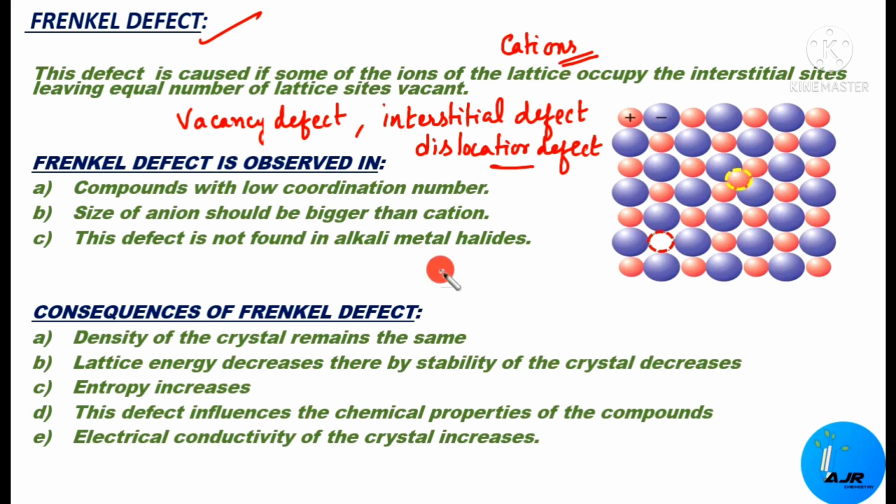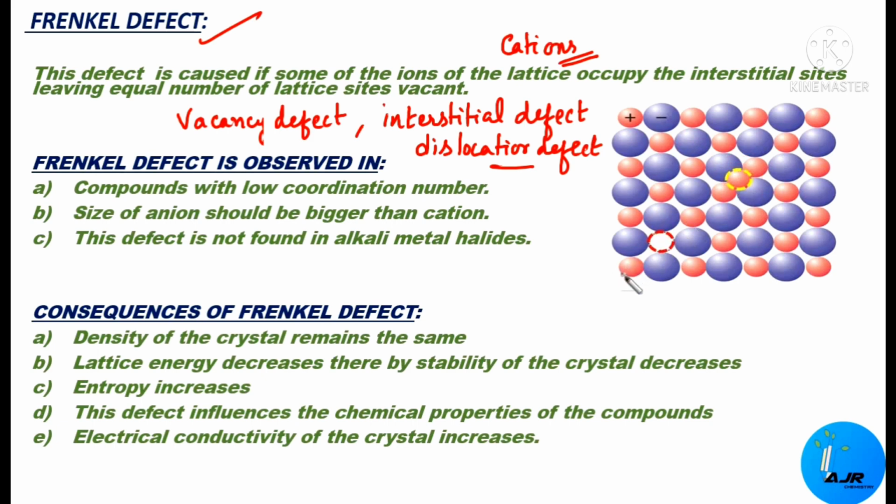If that is the case, then the cations cannot be accommodated in the interstitial sites. If the cations and the anions are of the same size and the cation is released from its place, it cannot occupy the interstitial sites. That's why the anion should be a little larger than the cation, so that this cation can be easily accommodated in the interstitial site.